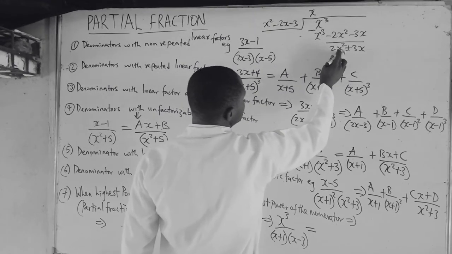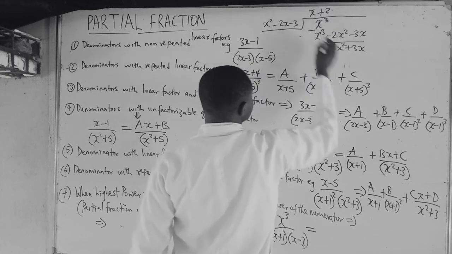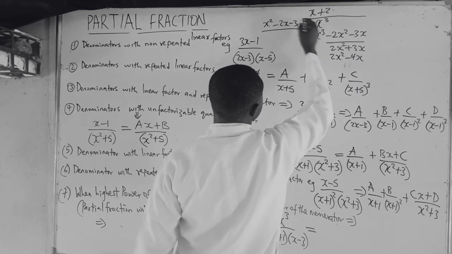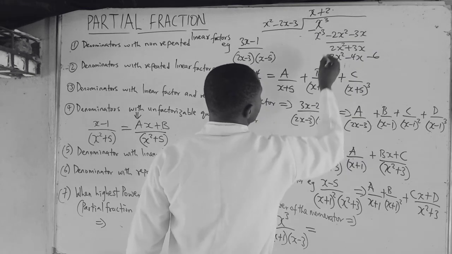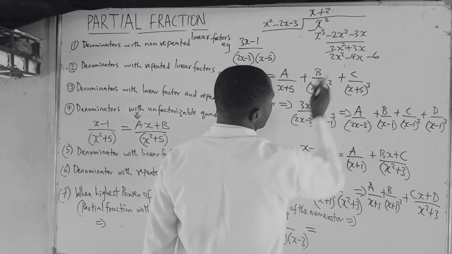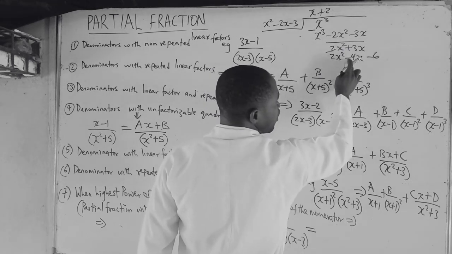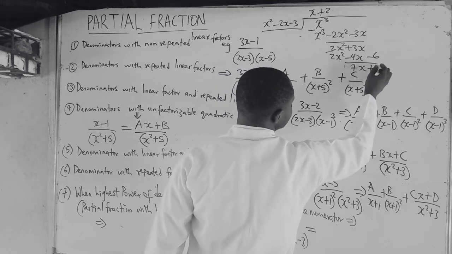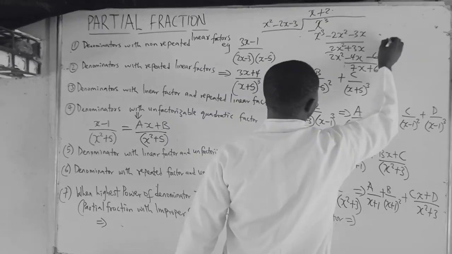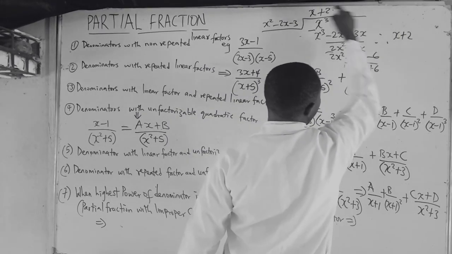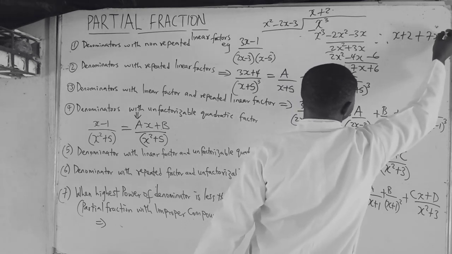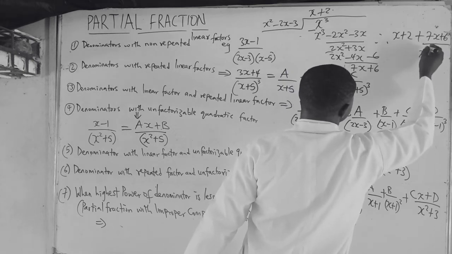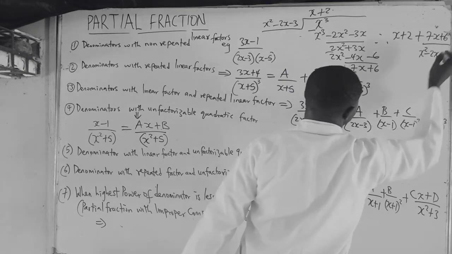So 2x squared divided by x squared, you have plus 2. 2 times this gives 2x squared, 2 times this minus 4x, 2 times this minus 6. This minus this, 3x plus 4x, that will be giving you 7x, minus times minus is plus 6. So therefore we have x plus 2 as our answer, plus 7x plus 6 as what remains, all over x squared minus 2x minus 3.